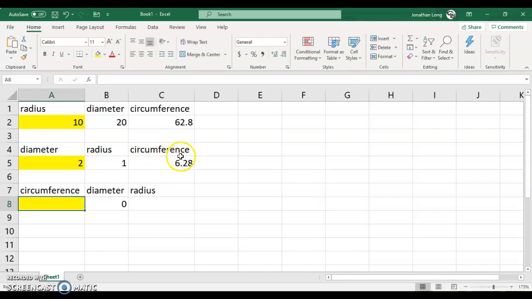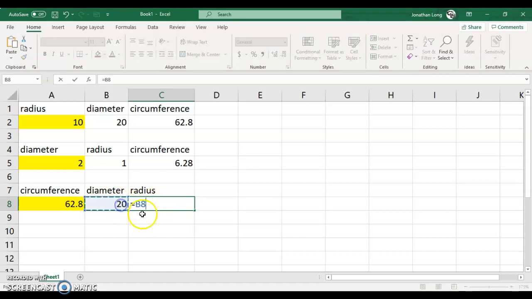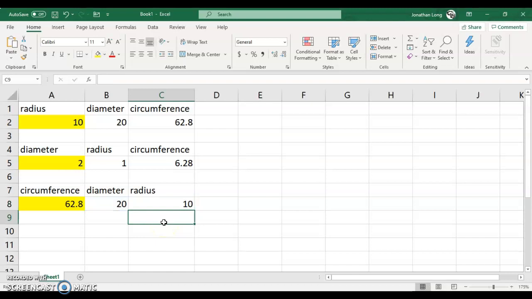So if my circumference is, let's go up here and check one of these, 62.8. My diameter is 20. Oh, that's right, my diameter was 20. Last thing, once I know the diameter, how do I get down to a radius? Well, remember, a radius is half a diameter, equals B8 divided by 2.